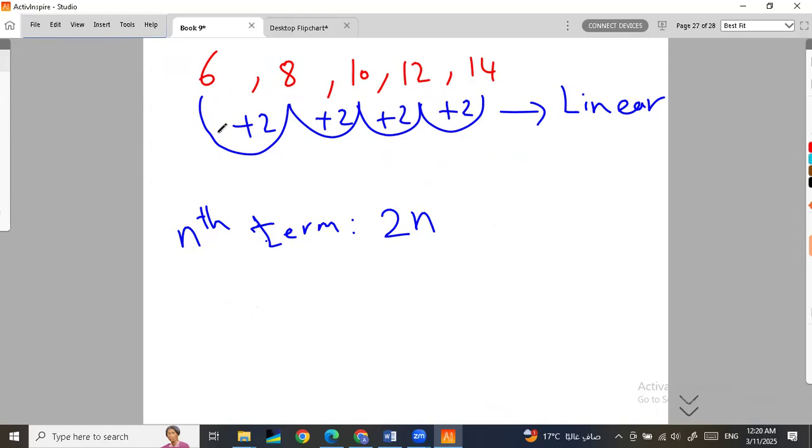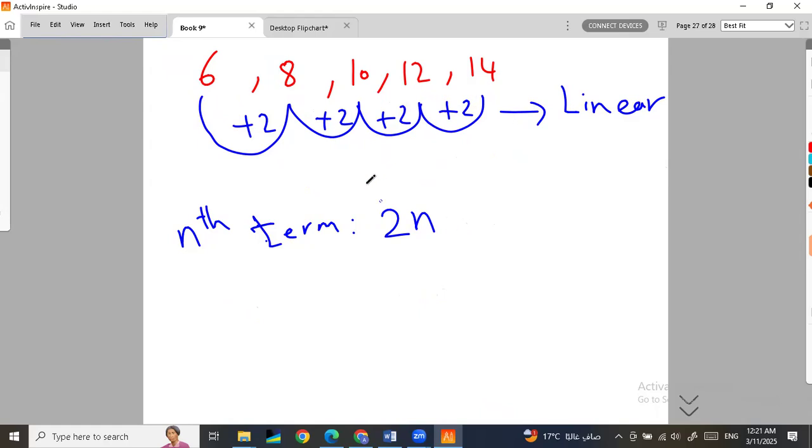2n. That's it? No, that's not it yet. But the first step is to check the difference. Every time I'm adding a 2. What if it was every time I'm adding a 5? Then it's going to be 5n. But this is not the case. Now I'm adding a 2 every time only, so it is 2n. That's it? No, you need to check term 0.